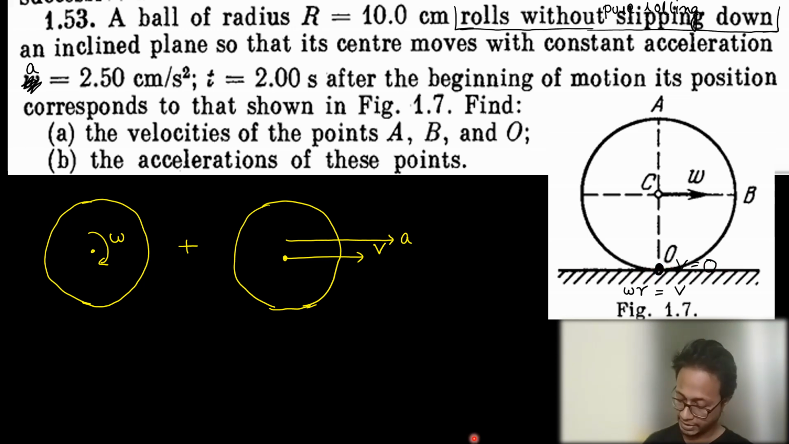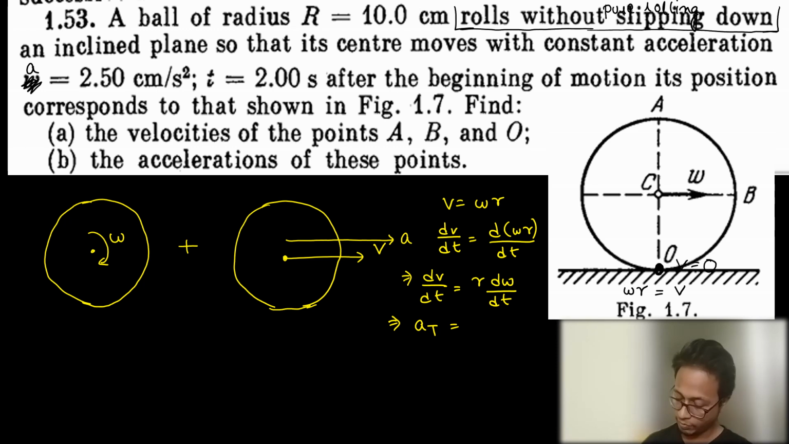So can I say at any instant v is equal to omega r? Now this v is not constant, so dv by dt should be equal to d(omega r) by dt. Okay, now the radius of the circle is always a constant. This value of radius will always remain a constant, no? So dv by dt is equal to r d omega by dt. What is dv by dt? It is nothing but acceleration. What is d omega by dt? It is nothing but angular acceleration.